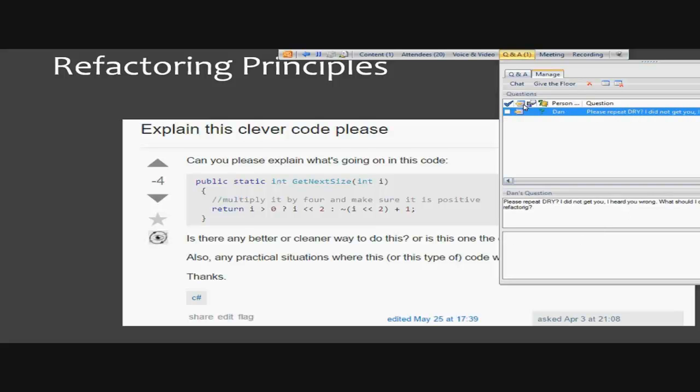Please repeat DRY. I didn't get you. I heard you wrong. What should I do? I found repetitive code during refactoring.